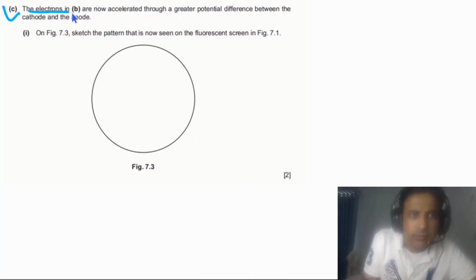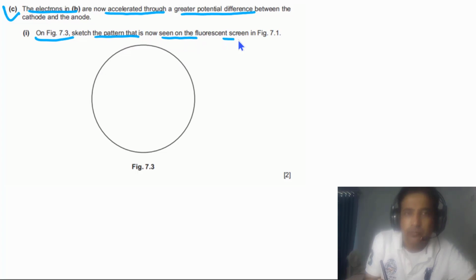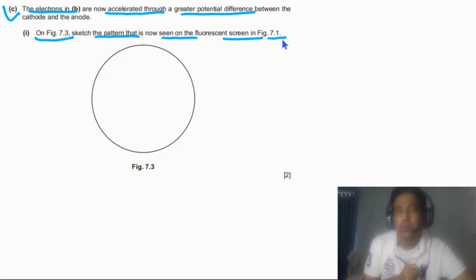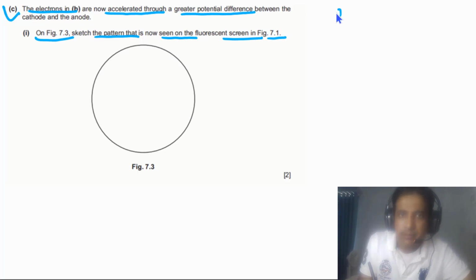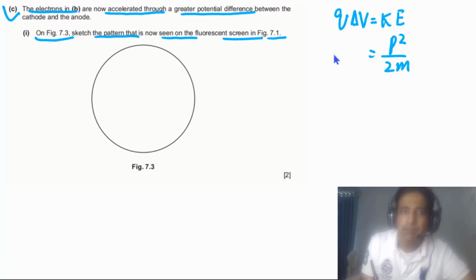Part C says the electrons in B are now accelerated through a greater potential difference between the cathode and anode. On figure 7.1, sketch the pattern that is now seen on the fluorescent screen. In this case potential difference has been increased, so the kinetic energy of electrons will increase. If potential difference increases, kinetic energy will increase. And kinetic energy we can write as p squared divided by 2m. So this is q times delta V.